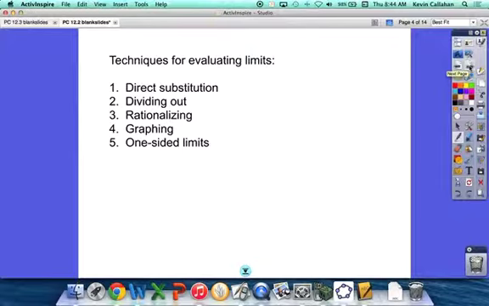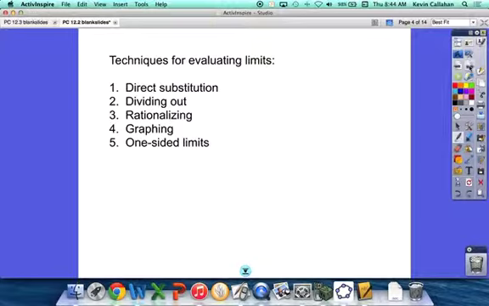Last year, in the book we used up till last year, that orange book over there, they actually started this section by talking about direct substitution. They had already talked about it in 12.1, and then they redid it at the beginning of 12.2. This time they took it out. It's not in there at all.